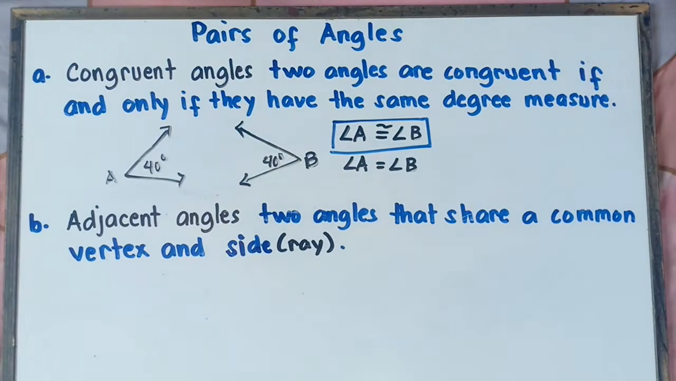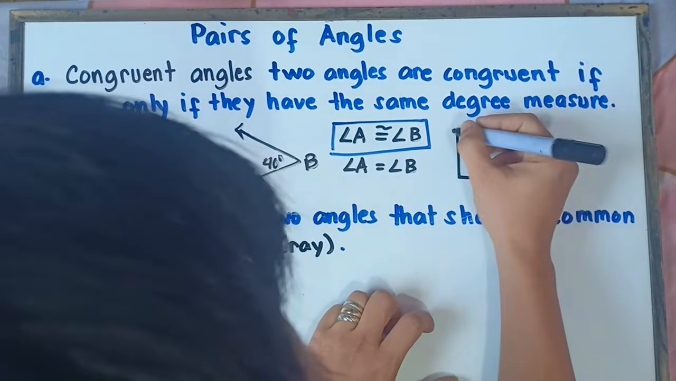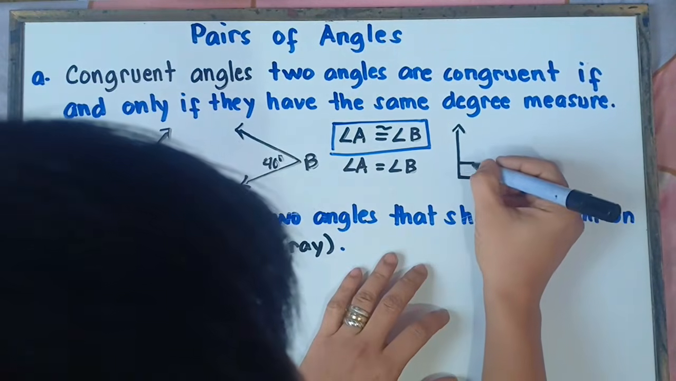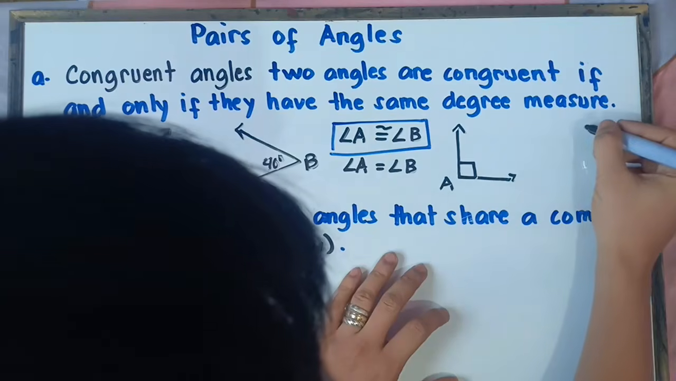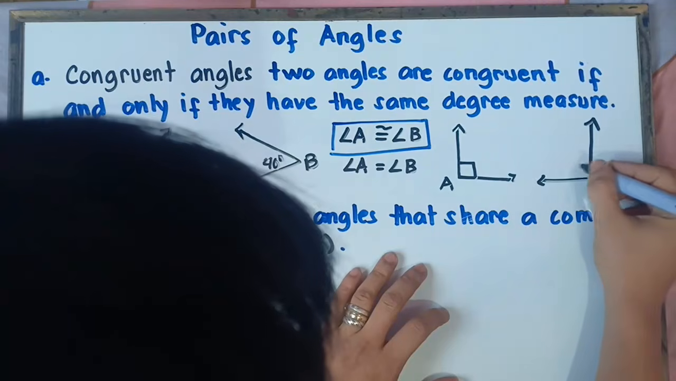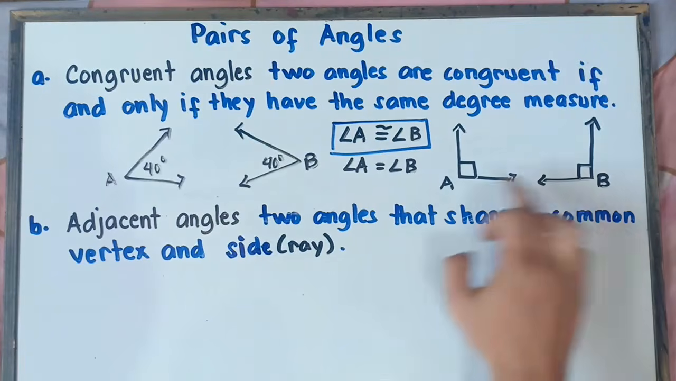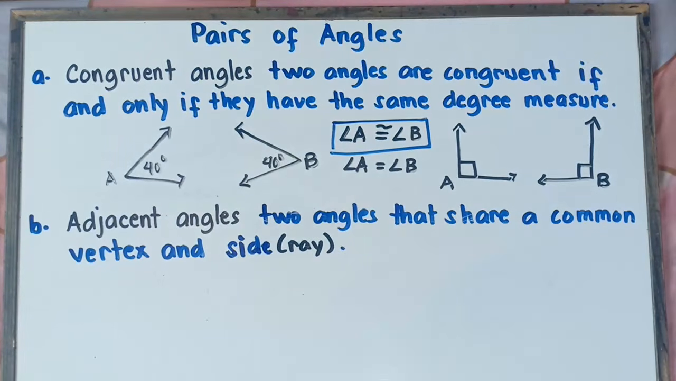Now, I have another illustration. What if we have this illustration? This will be a right angle. This is angle A. And then another illustration, we have a right angle and then angle B. Now question: can we call these two angles congruent angles? Yes, we can call the two angles congruent angles.